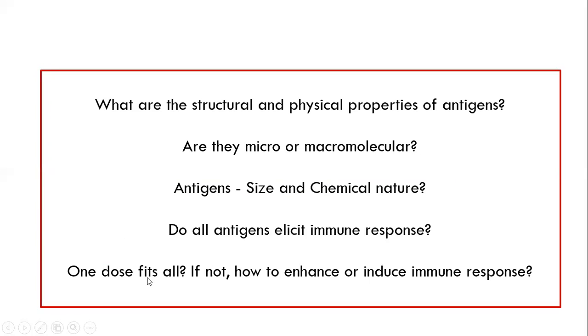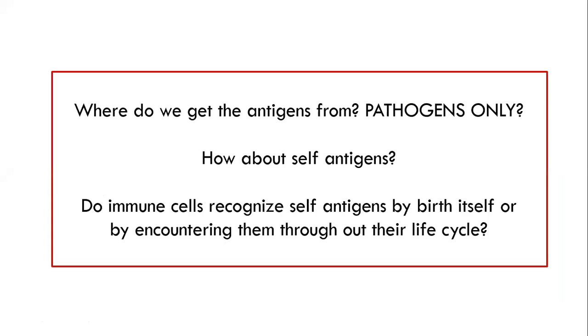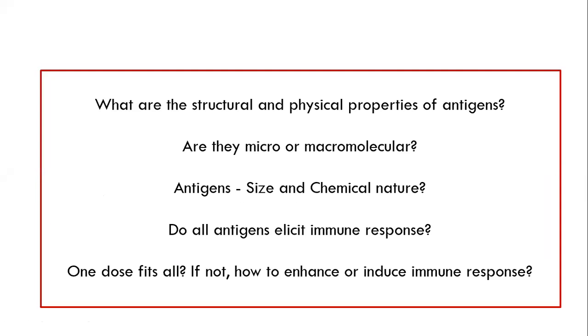Also, in terms of dose, is only one dose enough? Does one dose fit all? If not, how do we enhance or induce an immune response? One dose of an antigen or several doses of an antigen in terms of vaccination, we know that. For example, with BCG vaccination, you may give it in small doses. You have to finish all the cycles to get complete immunization. So you consider all these questions, and that will be the essence of this lecture today.